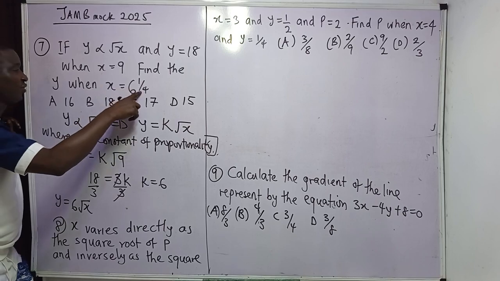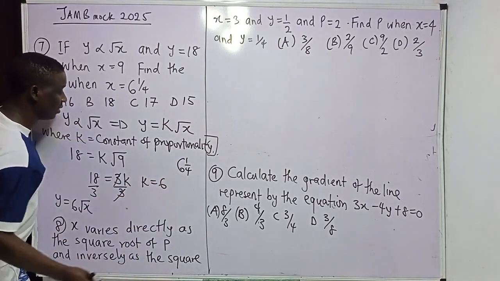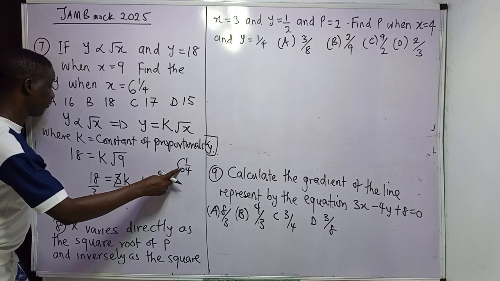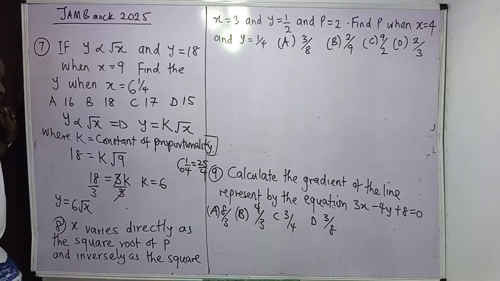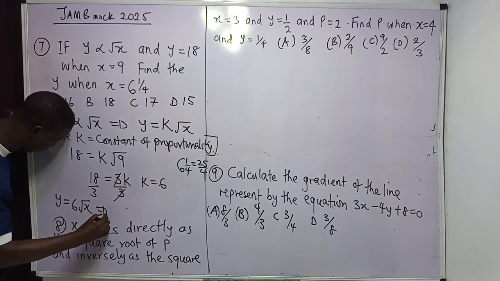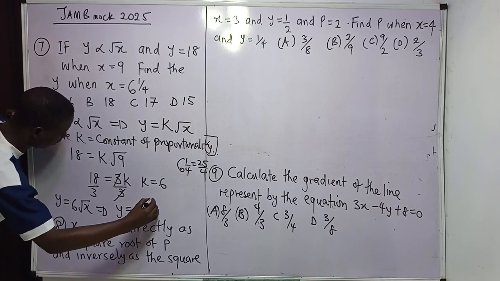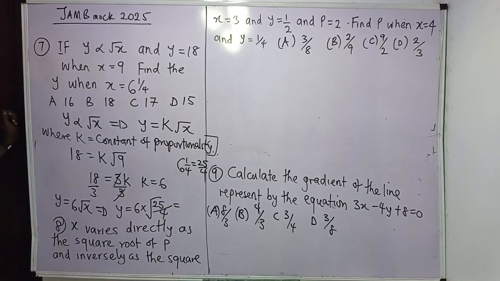But now, we see that x equals 6 whole number 1 over 4. Let's break it down: 4 times 6 is 24, plus 1, 25 over 4. That is what it means. So when x is equal to 25 over 4, what is y? We are going to have y equal to 6 times the square root of 25 over 4.